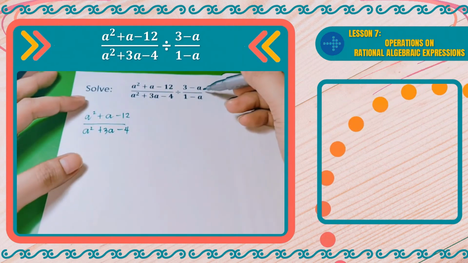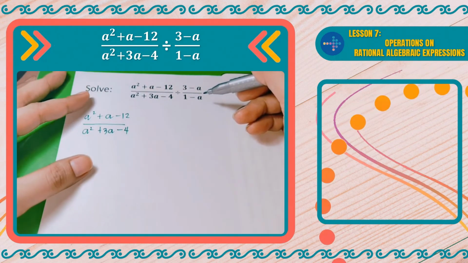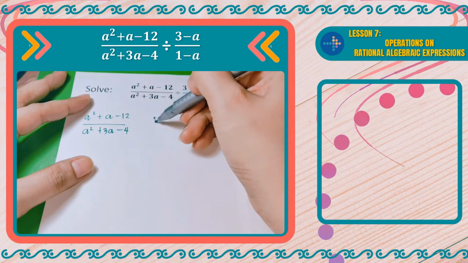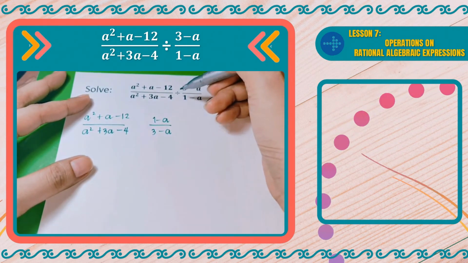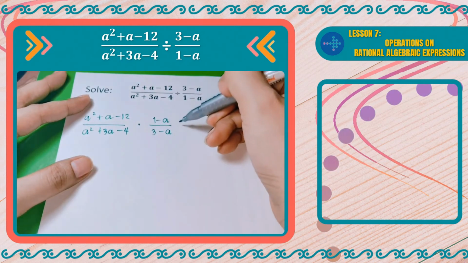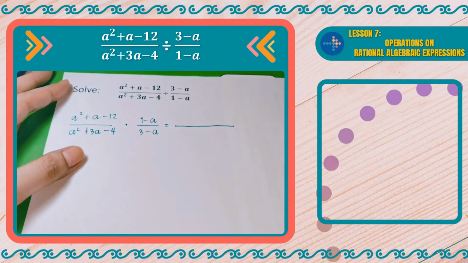Then, the second expression, or our divisor, we will make it a reciprocal. So, its reciprocal is 1 minus a over 3 minus a. Then, change the operation into multiplication. Then, factor the numerators and the denominator.